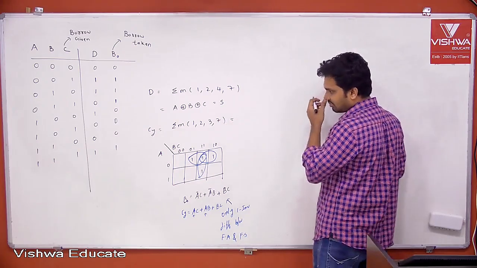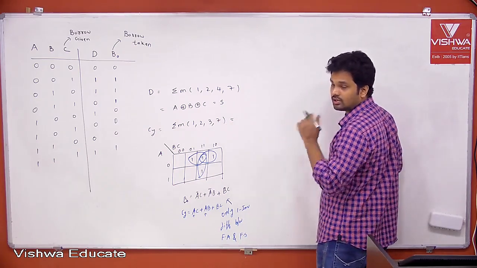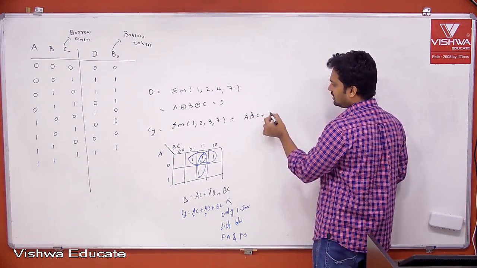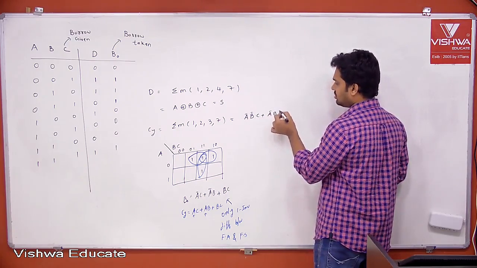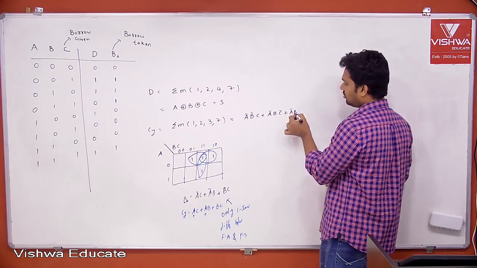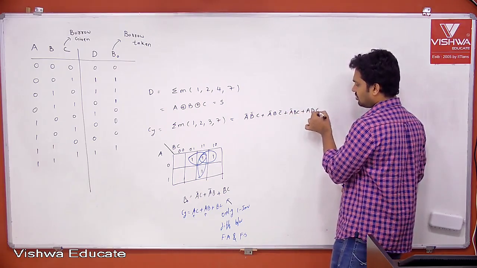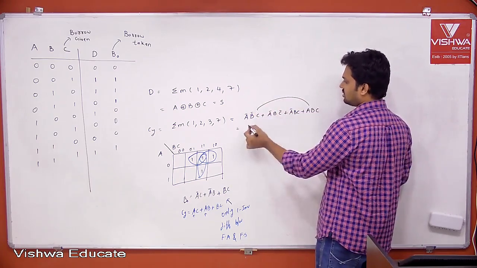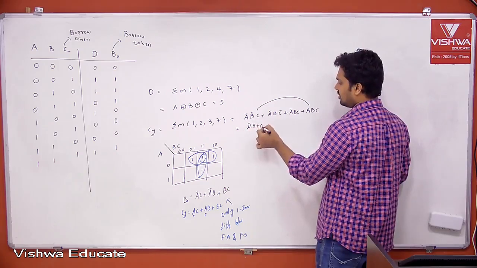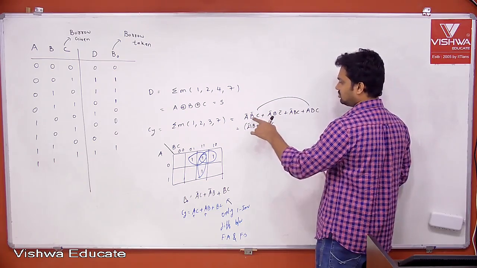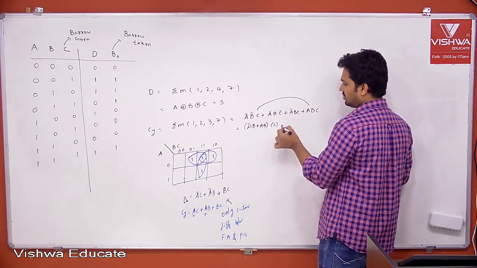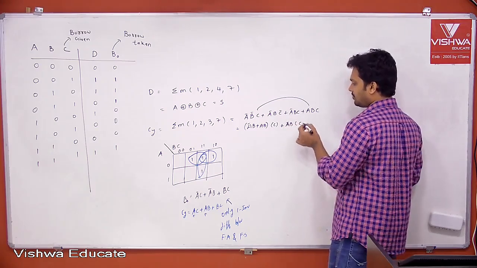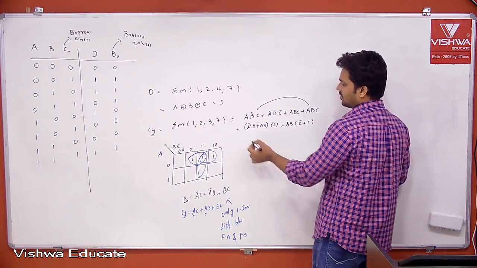What is this? Sigma m of 1, 2, 3, 7. 1 means 0, 0, 1. 2 means 0, 1, 0. 3 means 0, 1, 1. 7 means 1, 1, 1. So here you can take in the first and last A bar B bar plus AB into C, and here you can take A bar B common C bar plus C.